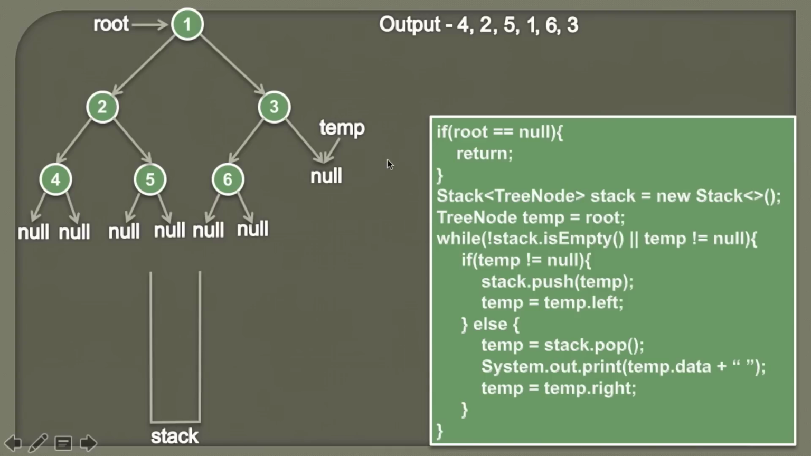And here you can see we have actually visited all the nodes of this binary tree, and we have printed the data associated with those nodes, which is 4, 2, 5, 1, 6, 3. So friends, this was the demonstration of the algorithm. Now let's go to Eclipse and see the working code.